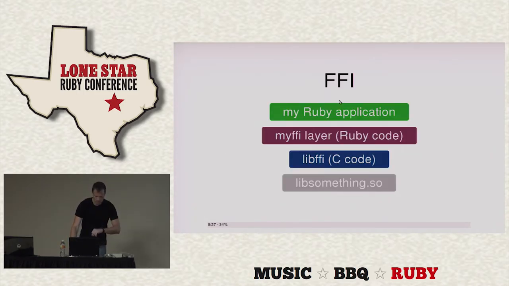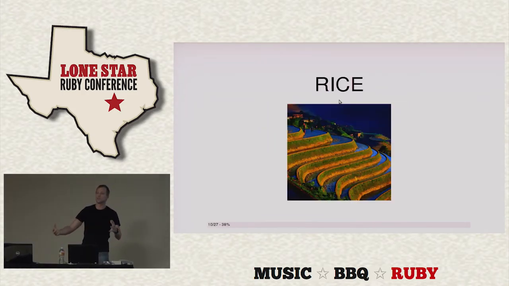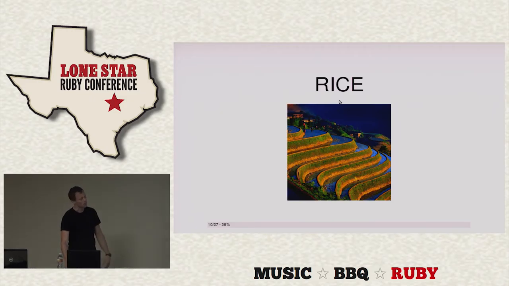See how we're doing. We just skip that. So Rice is the other tool. A Rice field in Bali, anybody cares?